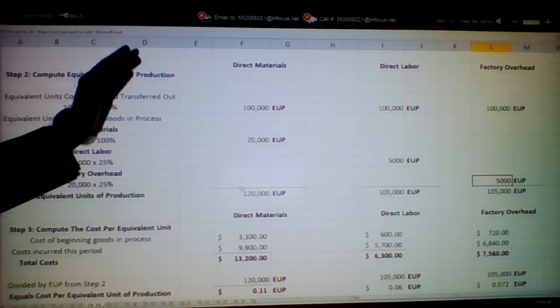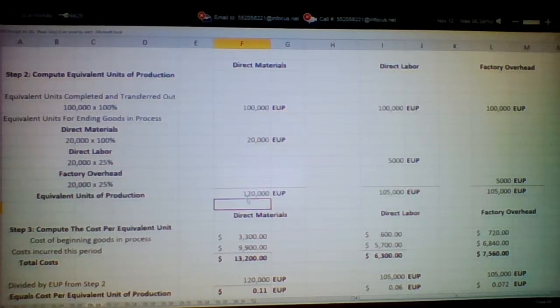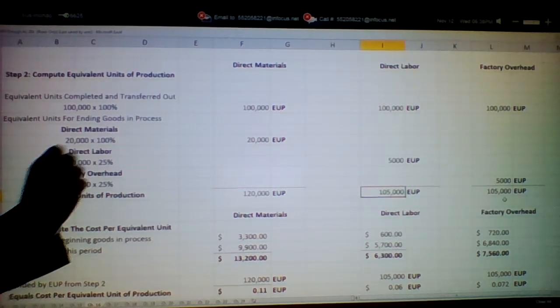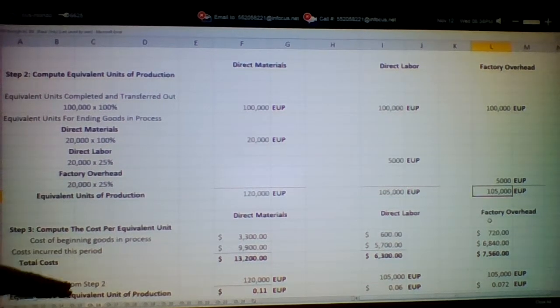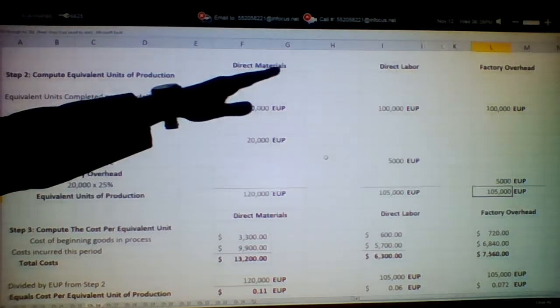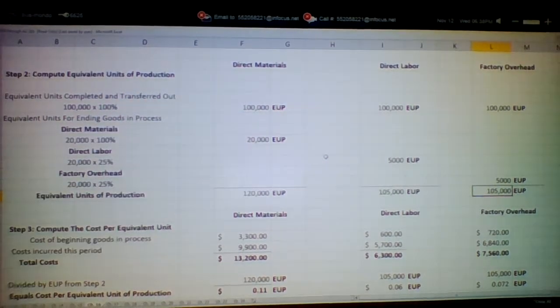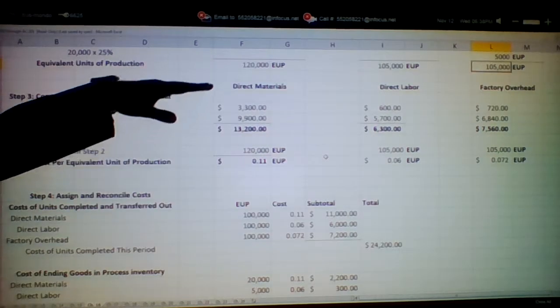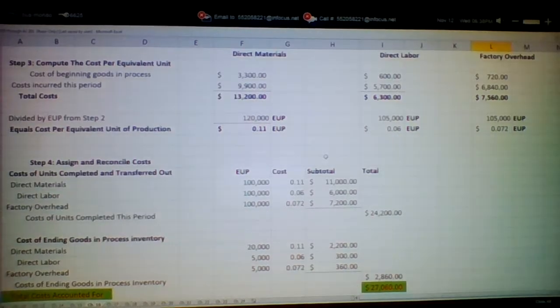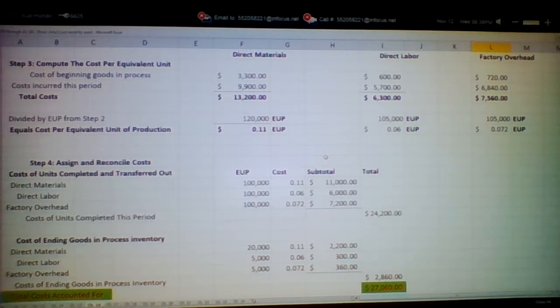So for direct material, we have 120,000 equivalent units of production. For direct labor, we have 105,000 equivalent units of production, and the same for factory overhead. So we're breaking this up based on what costs we're going to assign: materials costs, labor costs, and factory overhead costs, and determining how many units we have to assign those costs to. Now we can do the cost computation.